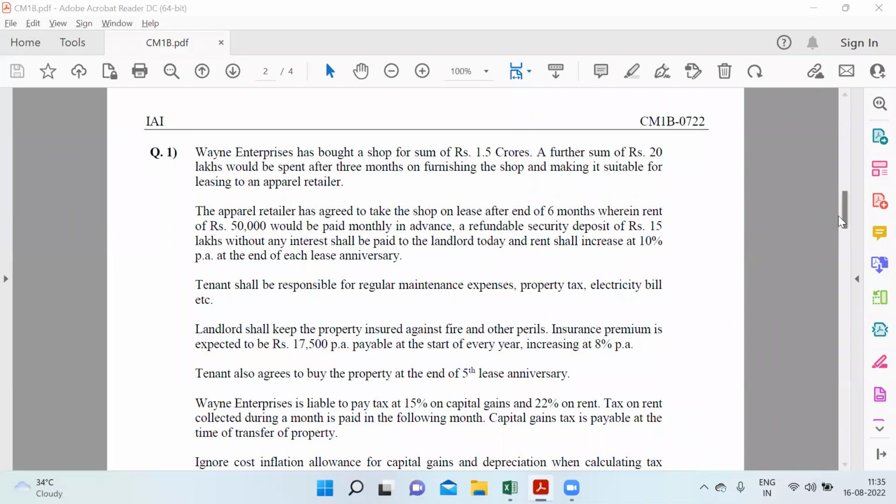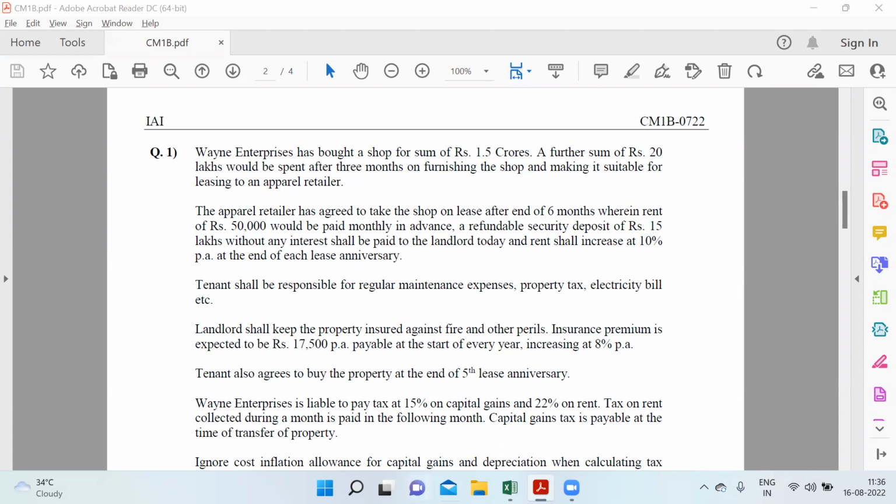In this video, we'll be discussing CM1 Paper B, July 2022 solutions. All the solutions will be true to the best of my knowledge, although it might be possible that the solutions are not correct or the method of solving from the institute is different. But yes, this is to the best of what I know.